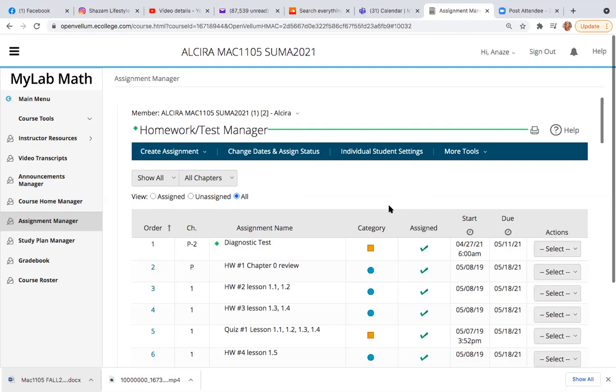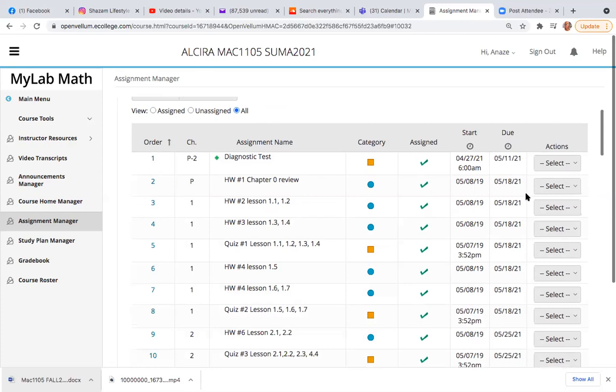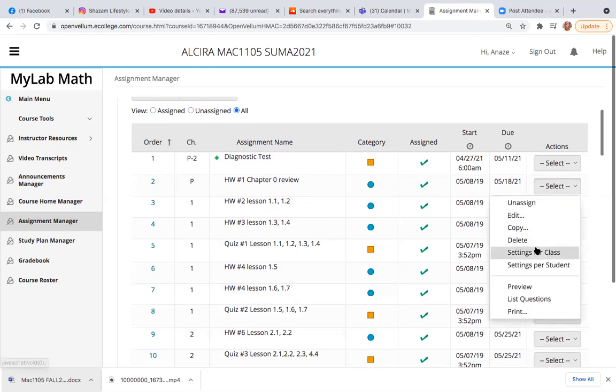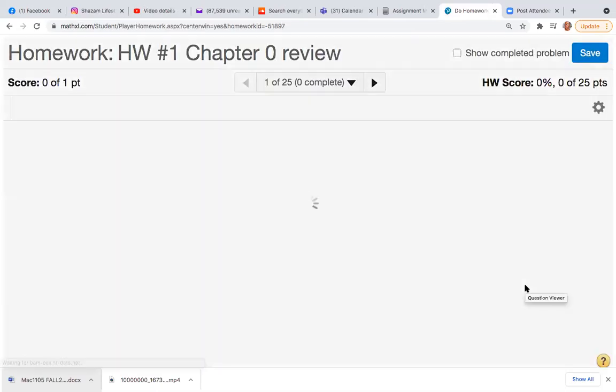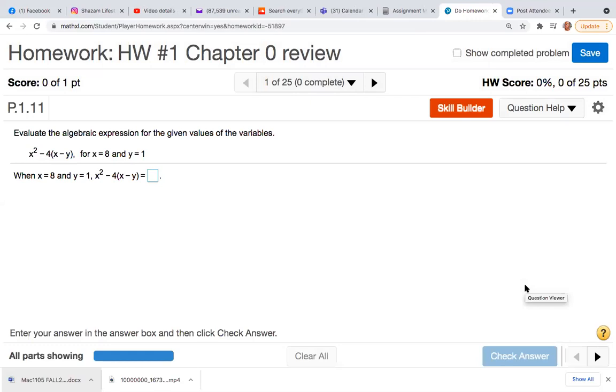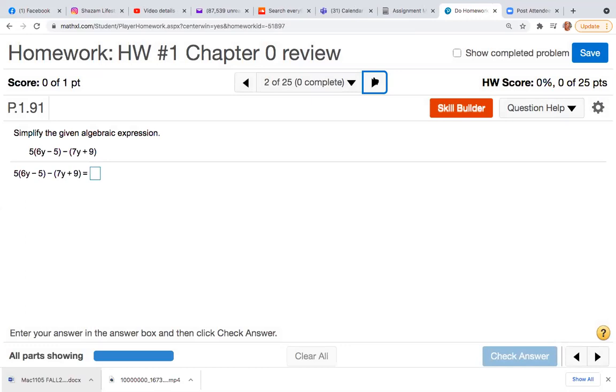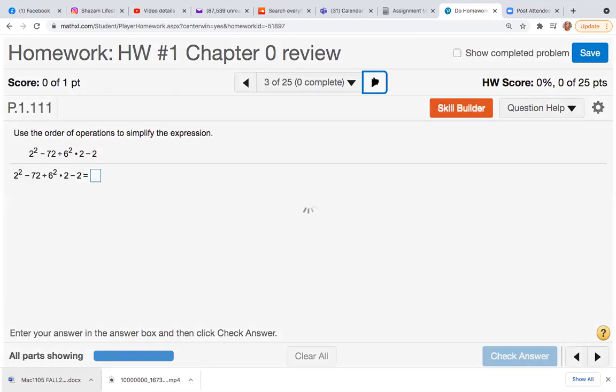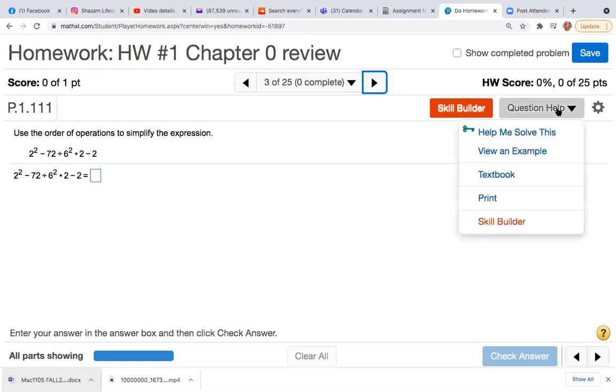All right, so what I'm going to do now is go in through one of the homework assignments so I can show you a few things about the homework in MyMathLab. Now, this particular homework assignment has a total of 25 questions. The beautiful thing about MyMathLab is that you have your own personalized tutor. By that, I mean if you're working on a problem like this one and you don't know how to work it out, all you do is come to the top right of the screen and click on the question help.